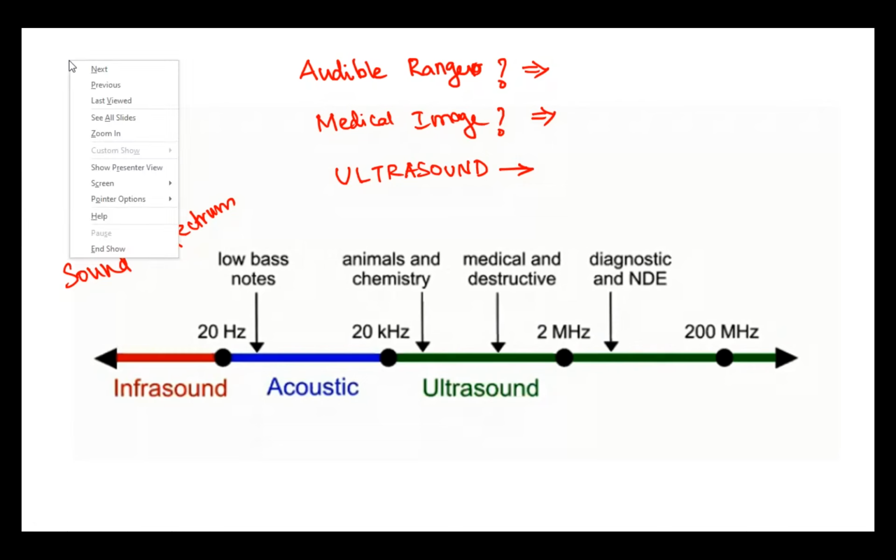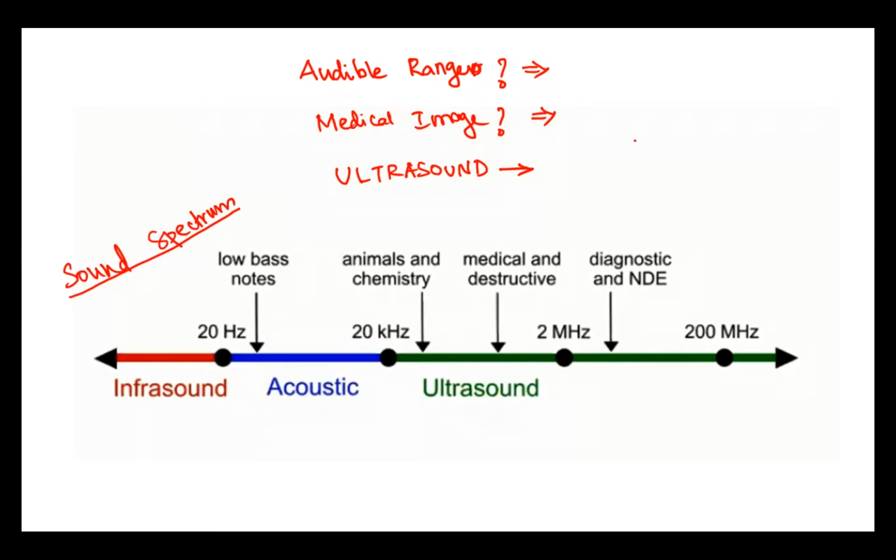We have studied the electromagnetic spectrum in our medical physics. On one side we have gamma rays, on the other side radio waves, and we have the visible region. So in ionizing radiation effects we have studied. The same way we have a sound spectrum, where they have given the range of sound from minimum to maximum.